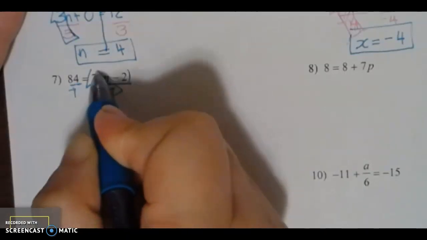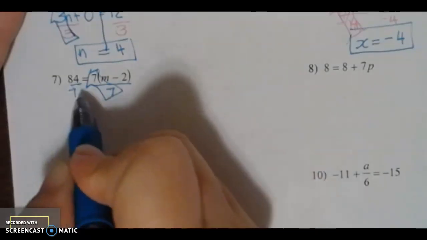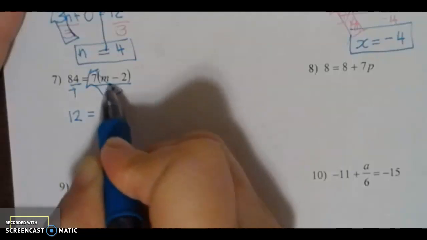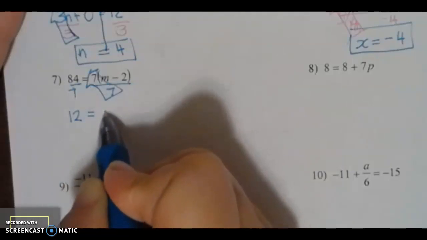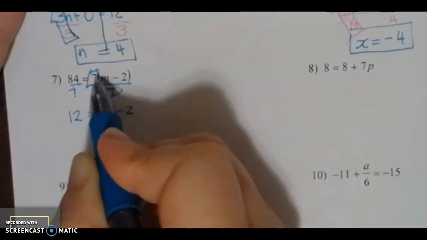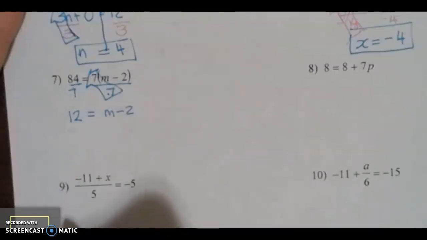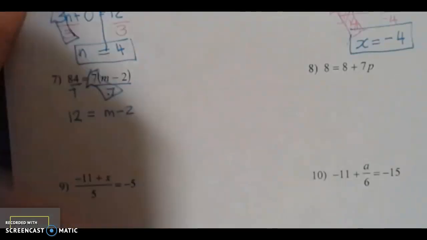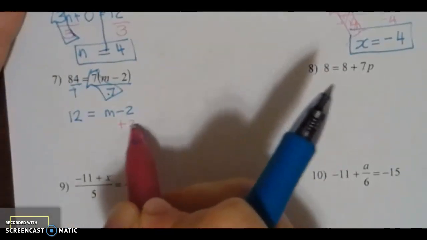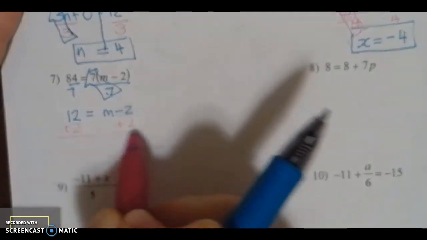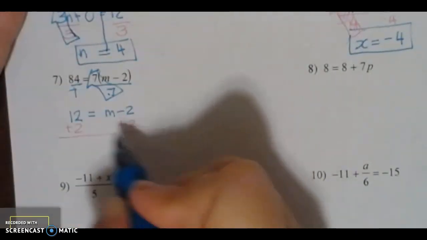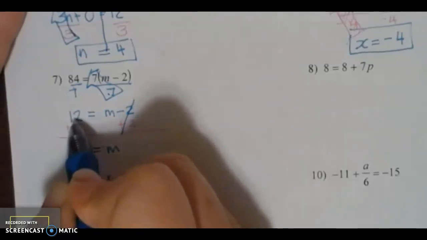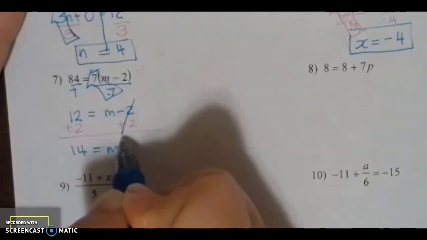So to undo multiply by 7, I am going to divide both sides by 7. And this just becomes my giant 1. And you're left with 84 divided by 7. That actually turns out to be 12 is equal to, and you're just left with m minus 2 here because this 7 and 7 cancels out to be 1. Then you are left with this. What do I need to get rid of? This negative 2. How do I do that? I am going to undo subtract by 2 by adding 2 to both sides. That just becomes 0. And you're left with m is 12 plus 2, which is 14.